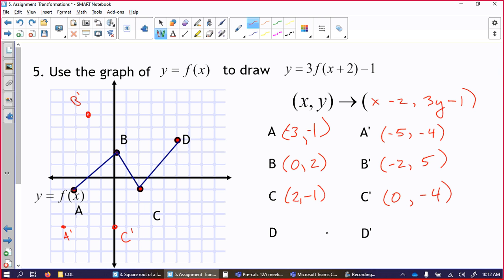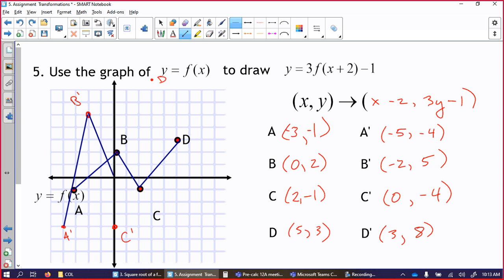And then D is 5 and 3. 5 minus 2 is 3. 9 minus 1 is 8. So 3, 1, 2, 3, 4, 5, 6, 7, 8. And D would be there. And then it's just a matter of joining those. So it's been pulled up and moved over, really, is what's been done. Does that help?